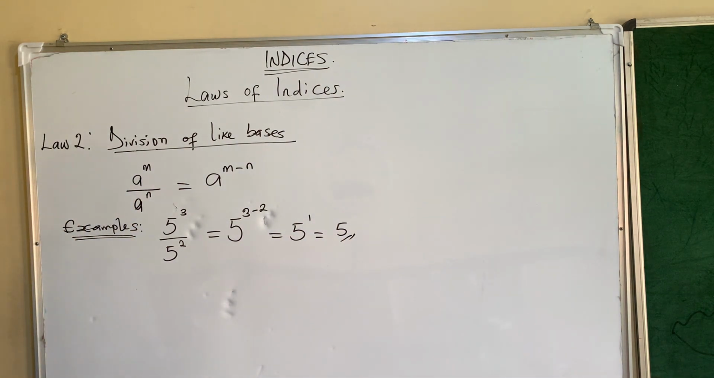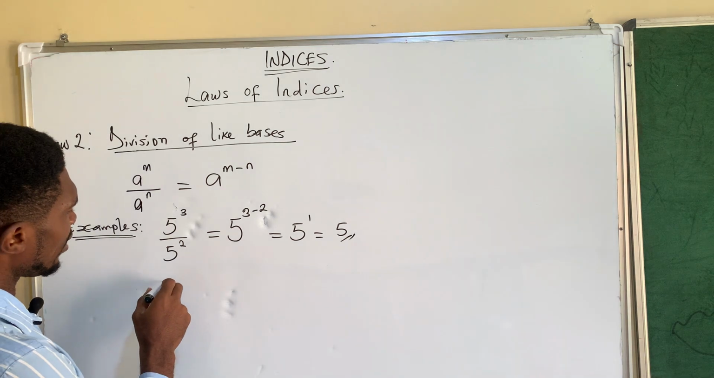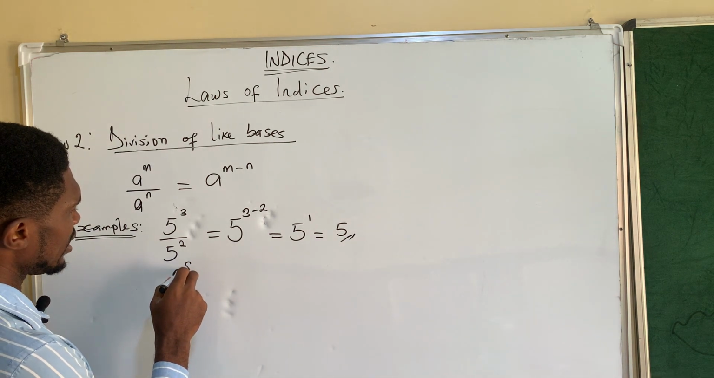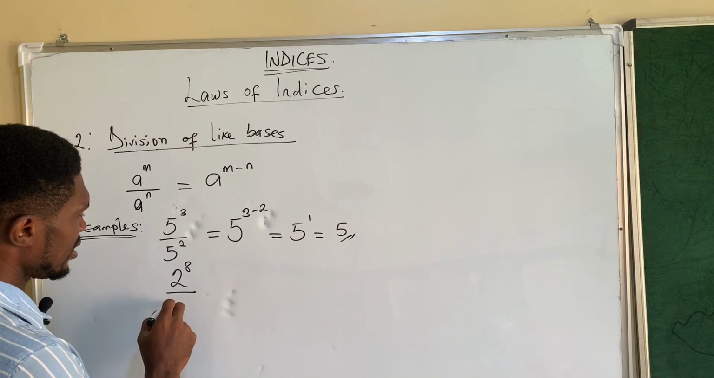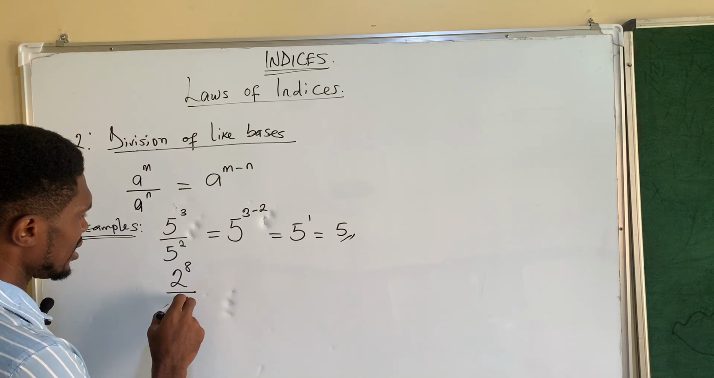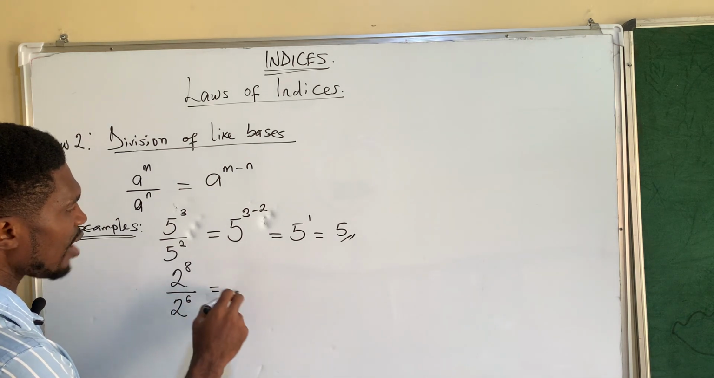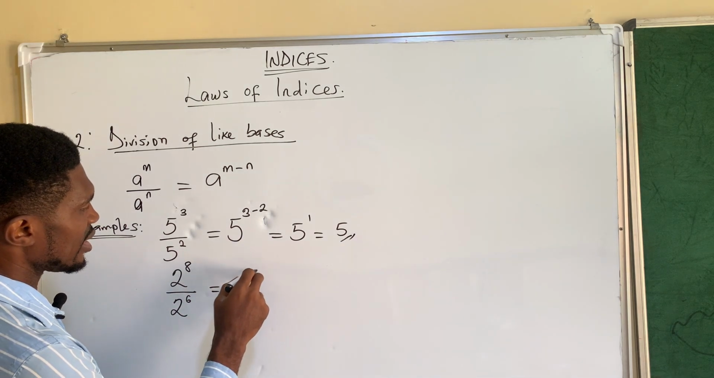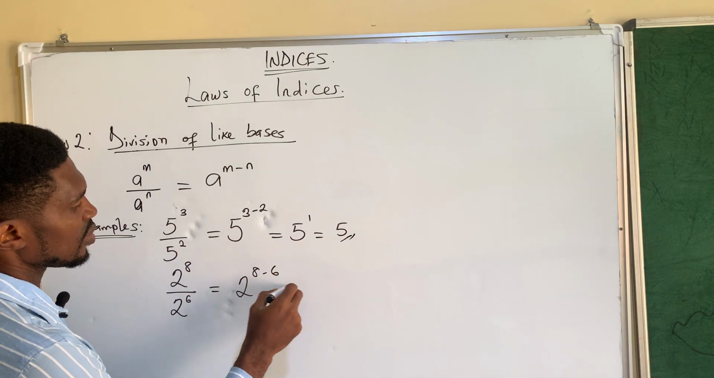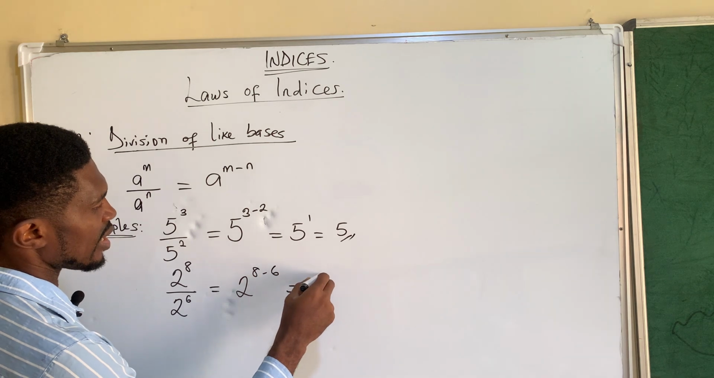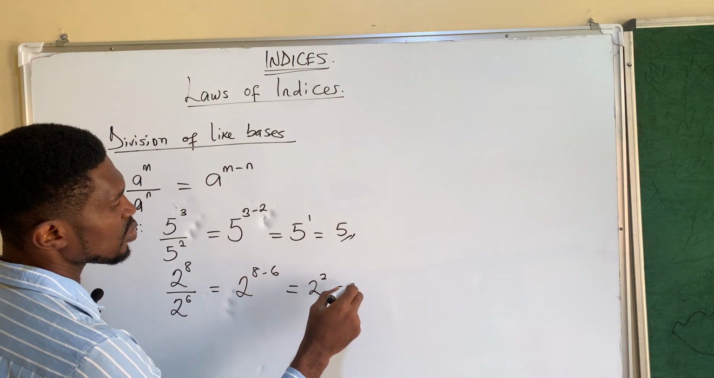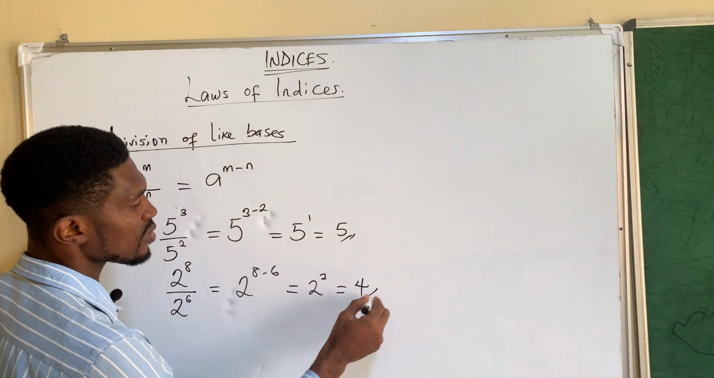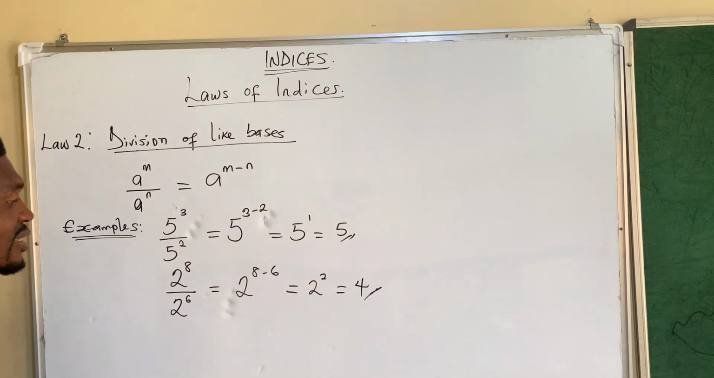Now, I'll give another example again. Let's say we have 2 raised to power 8 over 2 raised to power 6. We'll have what? Since they are like bases, we simply say 2 raised to power 8 minus 6, which is equal to 2 raised to power 2. And this is equal to 2 times 2, and is equal to 4. This is it. This is the answer.